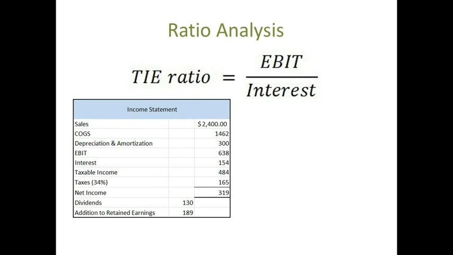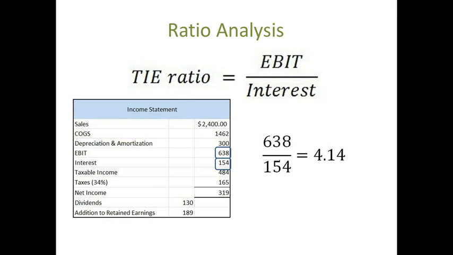There are several definitions, but the most common definition for this ratio is earnings before interest and tax divided by interest. In our example, our earnings before interest and tax is $638,000, and the interest that we pay is $154,000. Therefore, our tie ratio is 4.14 times.